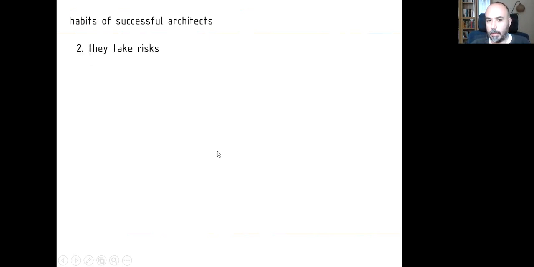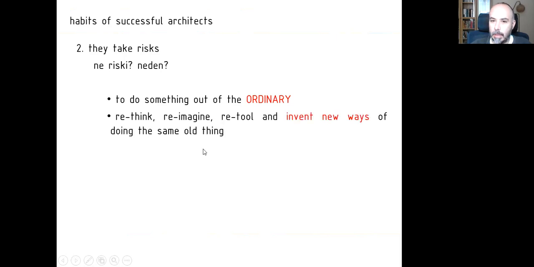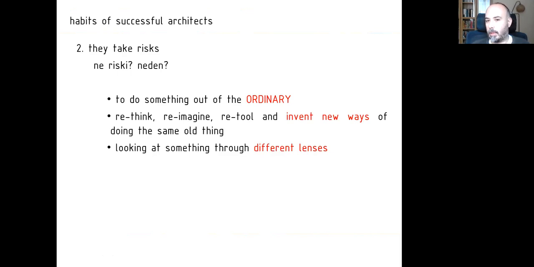In the second step, he says they take risks. Again, we can ask ourselves what kind of risks and why do they take it? Is taking risks good? They take risks to do something out of the ordinary, but it is not their main goal here to create something unusual, something different. It's not. They take this risk and they want to do something out of the ordinary in order to rethink, reimagine, retool, and invent new ways of doing the same old thing, to look at something through different lenses.